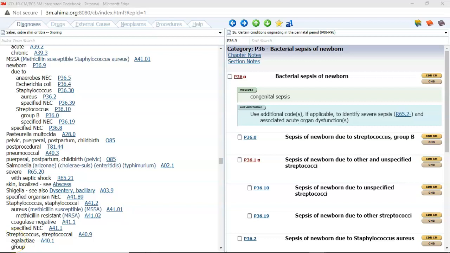Now, I encourage you to read these area categories carefully. They start on page 576 in your textbook. And your textbook also tells you that you should not be using codes from category P05 with codes from category P07.